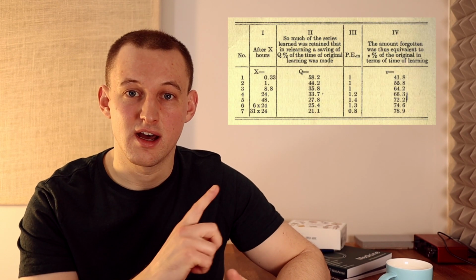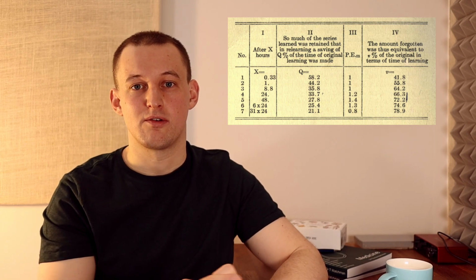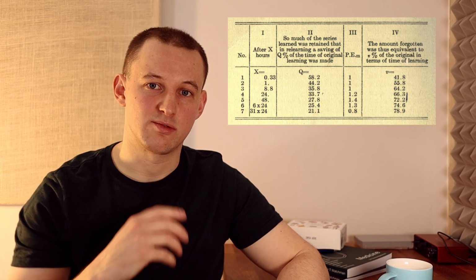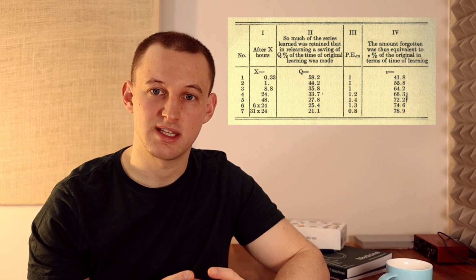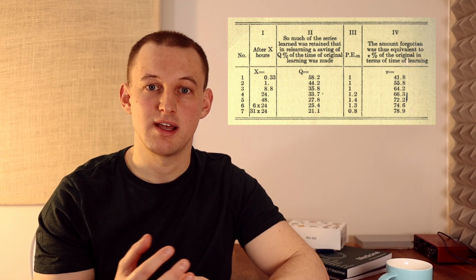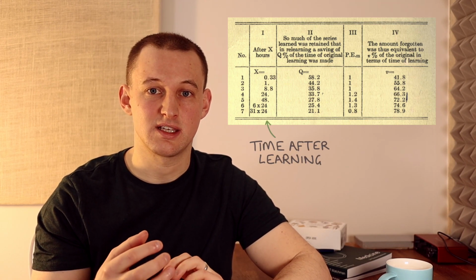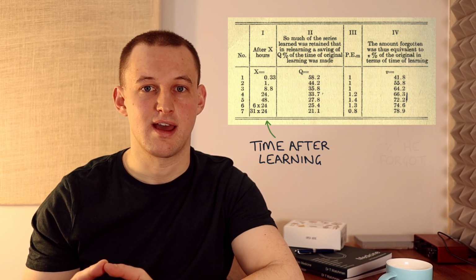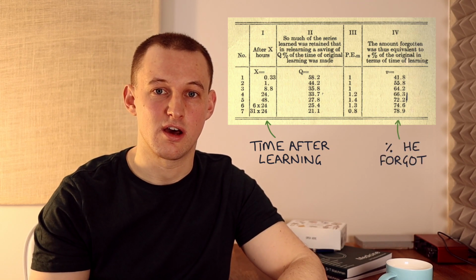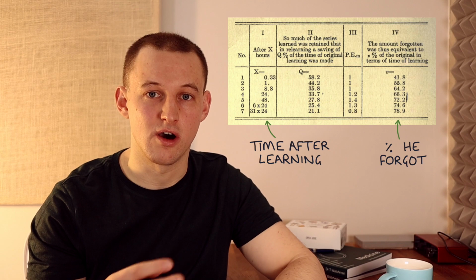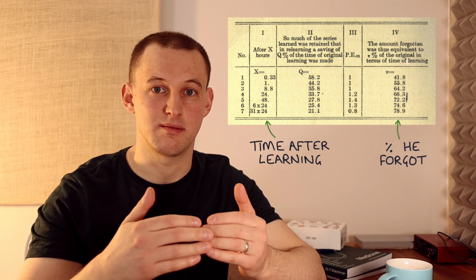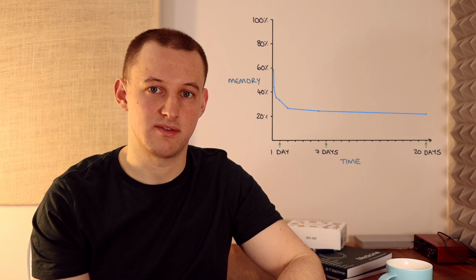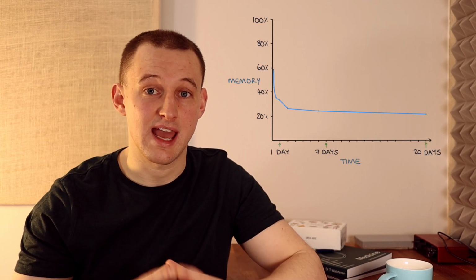You can see a cutout from his book up here, which is some of the experiments that he did on himself. And it might not make much sense when you first look at it, but essentially what this is showing is him learning syllables and then the time after he learned syllables that he tested himself, and then the percentage of those syllables that he forgot in that time between learning them and testing himself. And if you plot this on a graph, which I've done here, you get the forgetting curve.